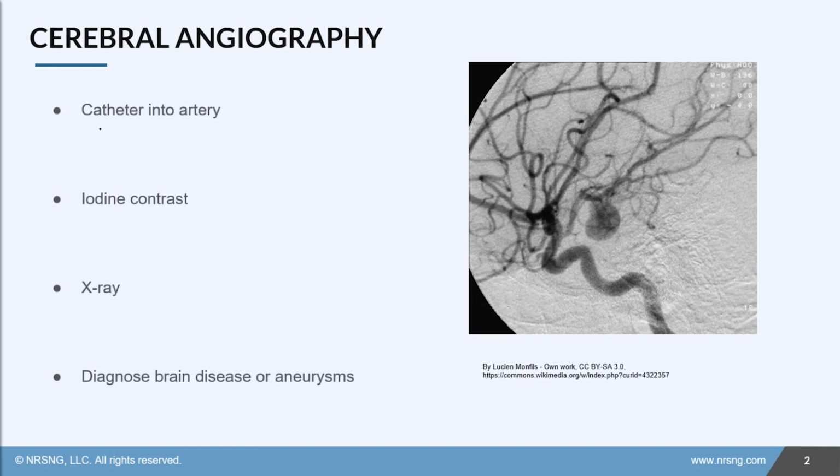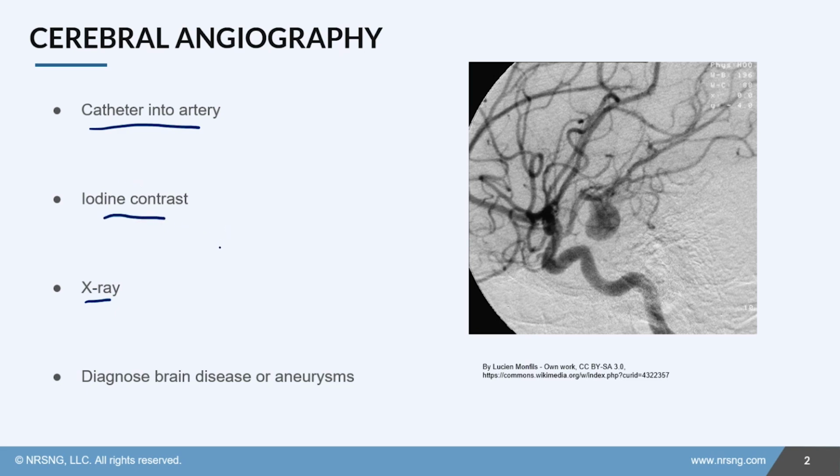A cerebral angiography is a procedure where the radiologist or doctor inserts a catheter into the artery, usually in the leg, and then they thread that catheter up to the vessels supplying the brain. They do this with a guiding X-ray, and iodine contrast is injected into the catheter.